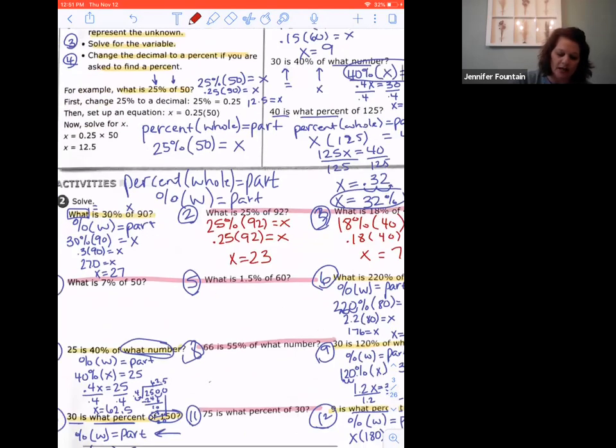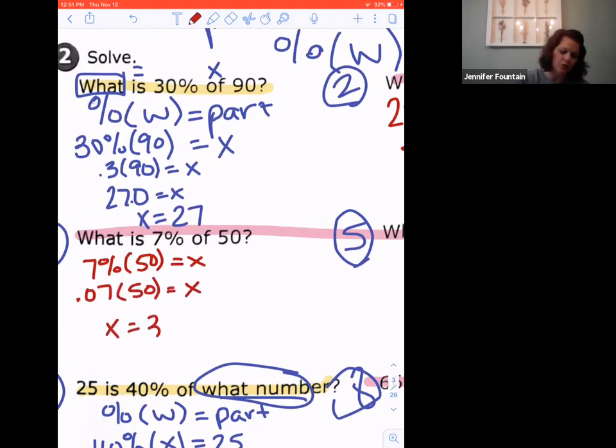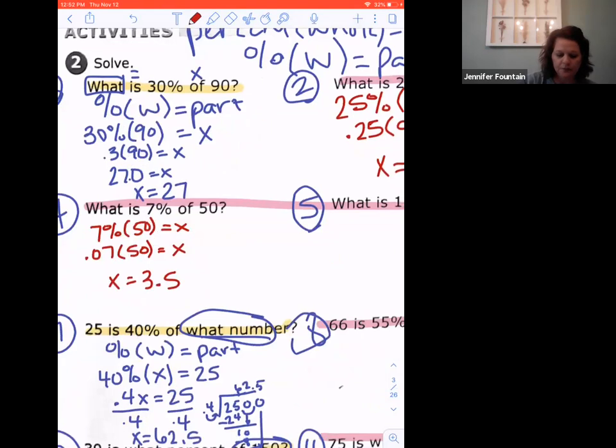Number 4, what is 7% of 50? So again, 7% times 50 equals x. So 0.07 times 50 equals x, and x is equal to 3.5. On that 7%, be careful because you end up with a decimal 0.07, because you have to move your decimal 2 places to the left.